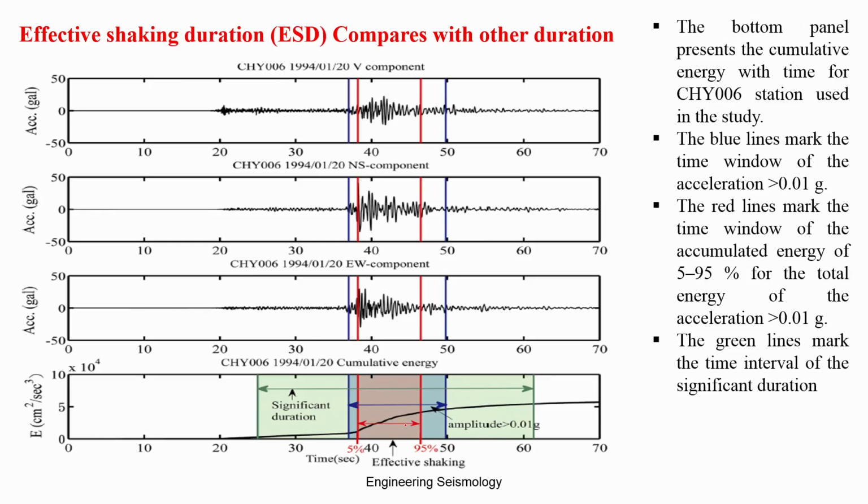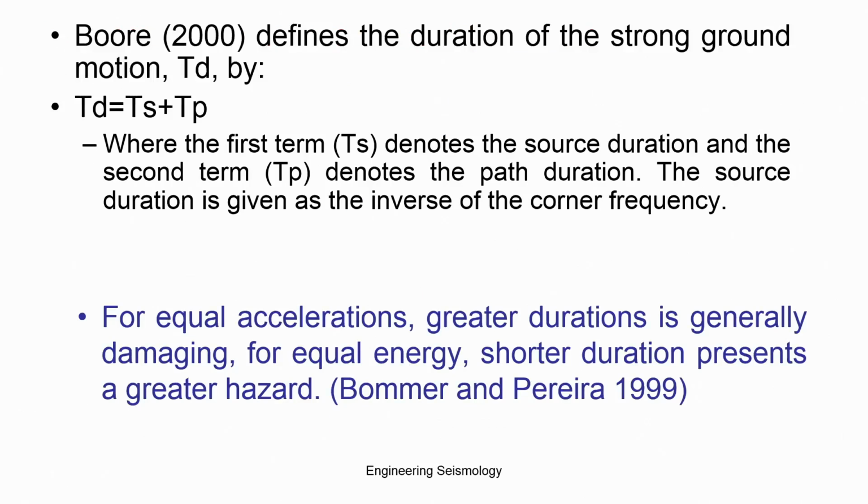So, then they come up with the definition of this effective shaking duration, which is more than the significant duration. Okay. So, more than your 5 to 95% OSID flat duration, but it is less than the significant duration. So, this damage is caused more on this portion. So, this effective shaking duration needs to be considered in the design. That is the new definition given for this duration estimation.